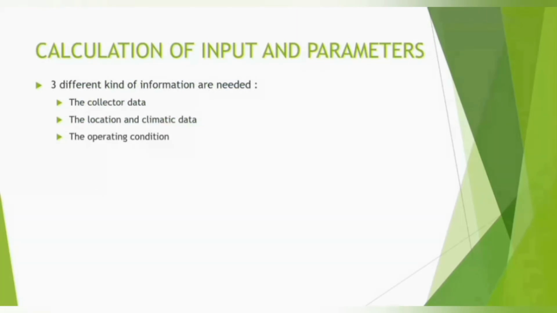Alright, now I will explain my part, which is the calculation of input and parameters. For simplified calculation, there are 3 different kinds of information needed. The first information is the collector data. The second information is the location and climatic data. The third information is the operating condition.